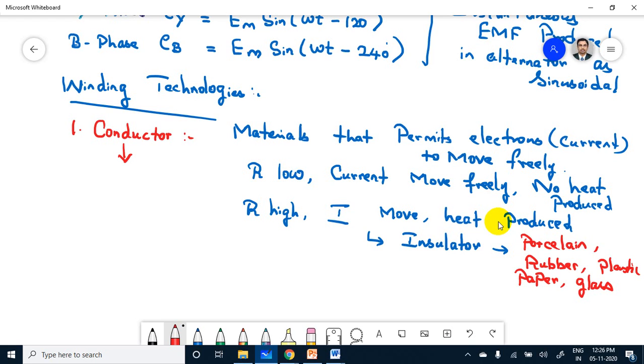Examples of good conductors: copper. Copper is a good conductor material which is used for all applications, mainly domestic applications. In our house, the domestic wires are nothing but copper. And next, silver, which is also a good conductor, but it is expensive.